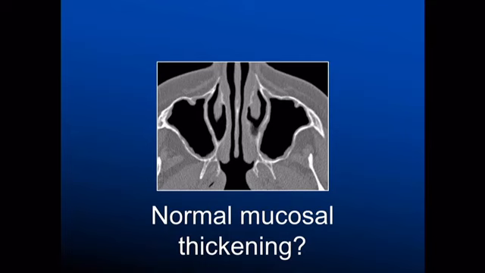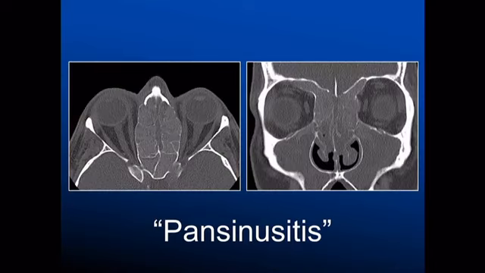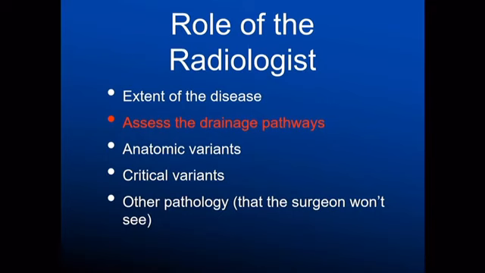What is normal mucosal thickening? In the literature, basically 2 millimetres of thickening of the sinus is considered acceptable. So if you've got very thin mucosal thickening, don't mention it because it's not relevant. The other term that we see all the time in reports is pansinusitis, and the surgeons generally don't like that term unless really all of the sinuses are extensively opacified. If it's somewhere in between, then you just say there's moderate opacification.